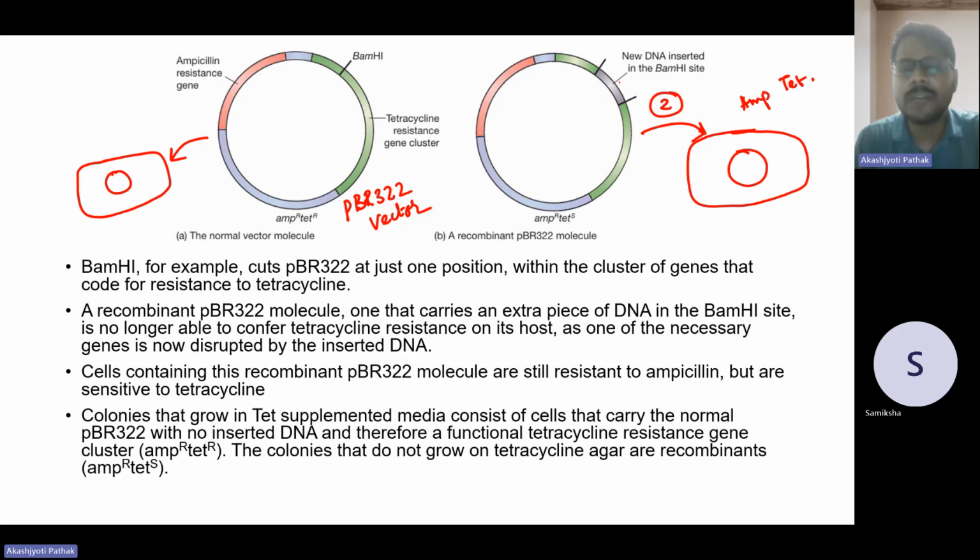So once you have cloned your gene of interest in this site, this bacteria will lose the tetracycline resistance property. These recombinant bacteria, which have these recombinant plasmids, can grow only in ampicillin supplemented media. If you prepare an agar plate having both ampicillin and tetracycline, then only the bacteria with this type of plasmid will grow.